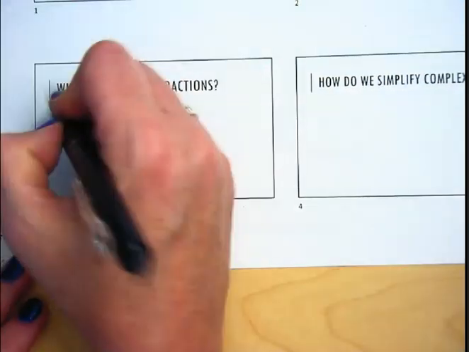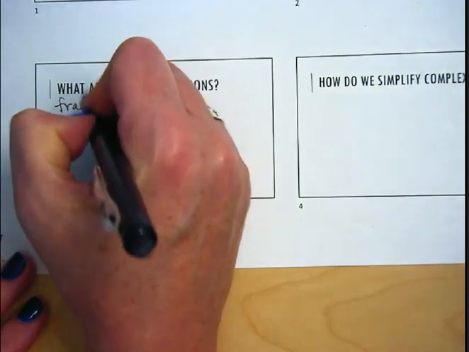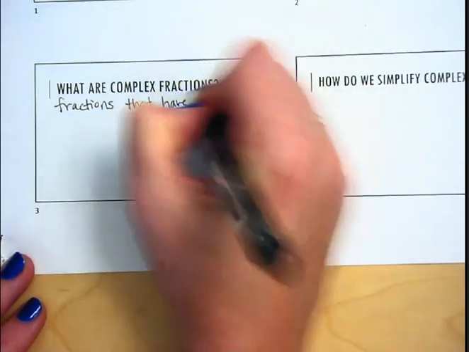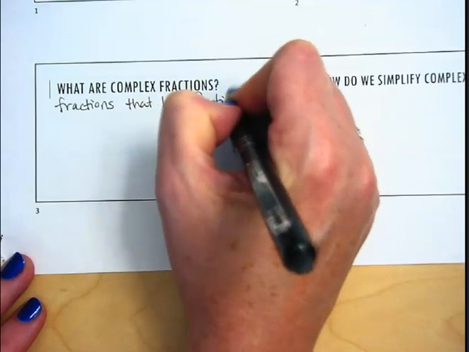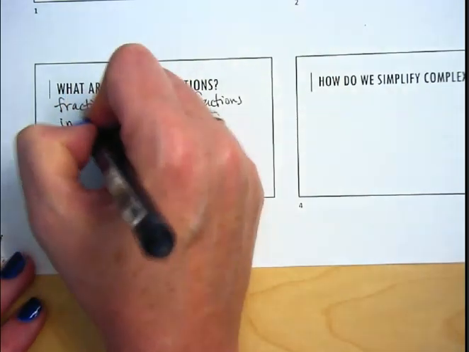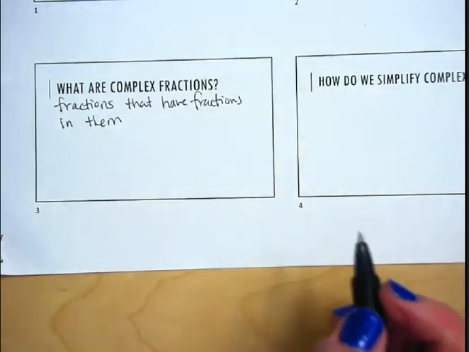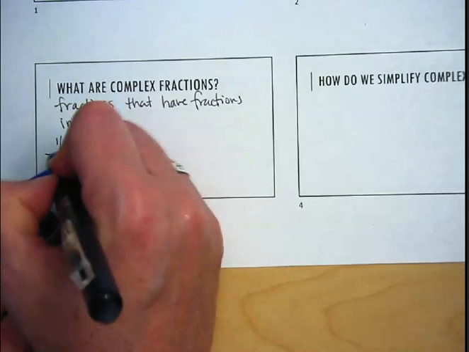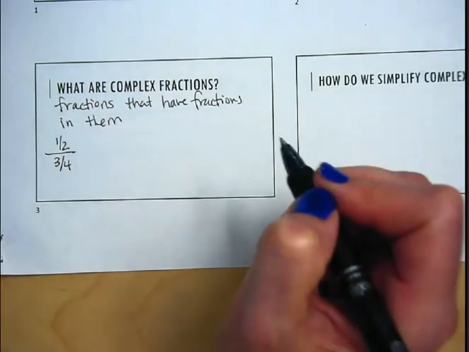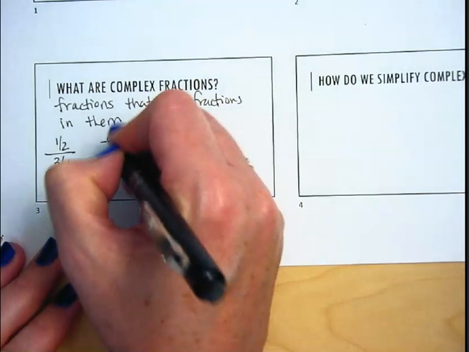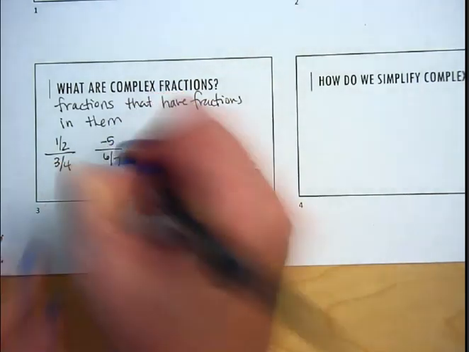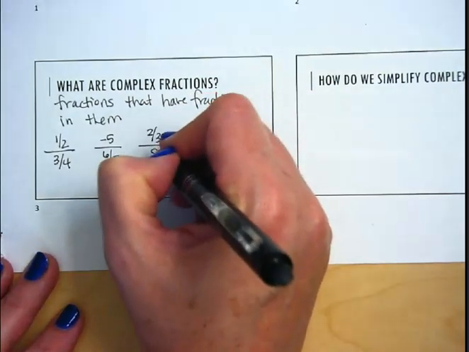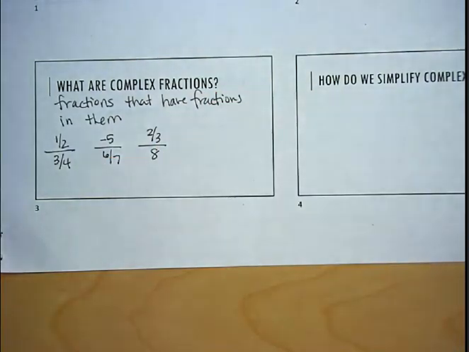First, what are they? They are fractions that have fractions in them. So you can have a fraction in both the numerator and the denominator like this, 1/2 over 3/4. You can have one where you just have the fraction in the denominator, or one where the fraction is only in the numerator. These are all examples of complex fractions.